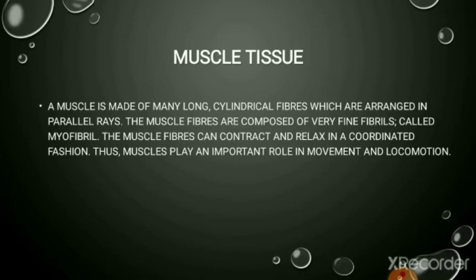Now, the muscular tissue. A muscle is made up of many long cylindrical fibers which are arranged in parallel rays. The muscle fibers are composed of very fine fibrils called myofibrils. The muscle fibers can contract and relax in a coordinated manner. Thus, they play a very important, crucial role in the process of movement and locomotion.